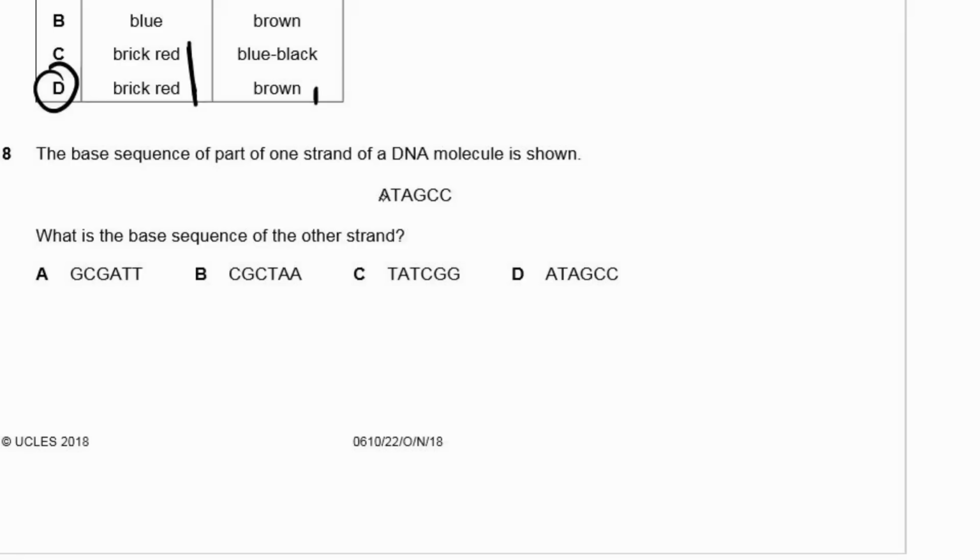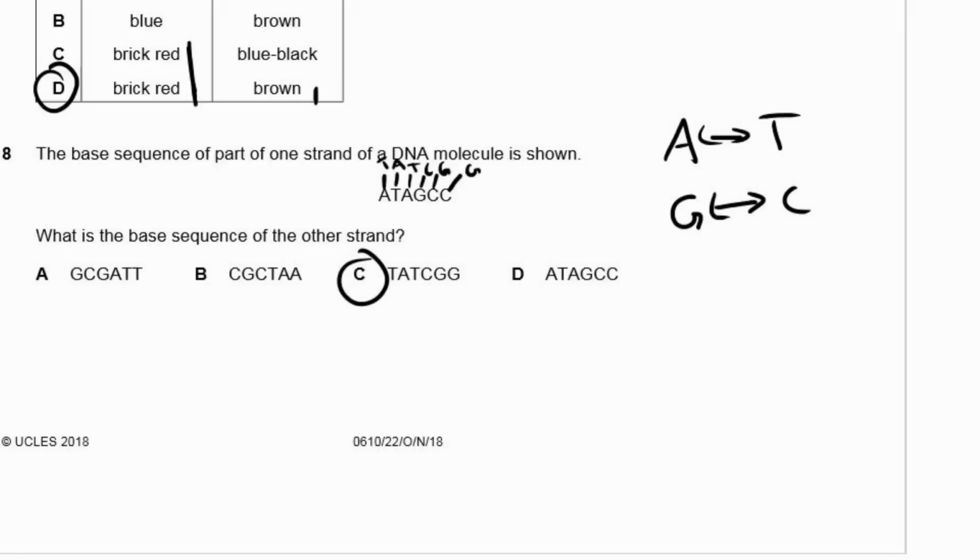Okay, so we have to figure out which bases are complementary. So A matches with T, and G matches with C. Okay, so we look at this. This will be T. This will be A. This will be T. This will be C. This will be G. This will be G. And the answer here is T, A, T, C, G, G. So the answer is C. That's the one that matches up.